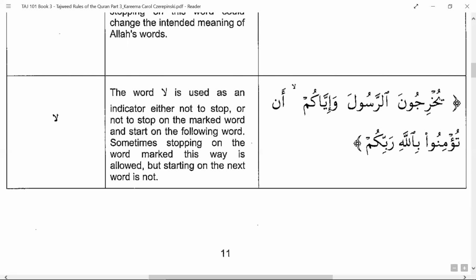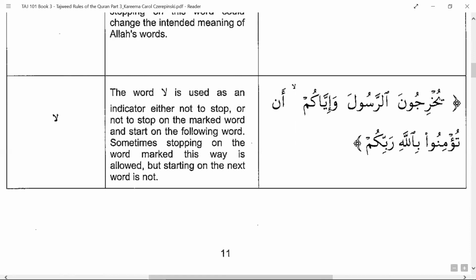The other thing mentioned is not to stop on the marked word and start on the following word. Like if you do like this, يخرجون الرسول وإياكم أن تؤمنوا بالله ربكم. So you stop and you just continue from the next one. That is not what you're supposed to do, that you stop here and continue from the next word.